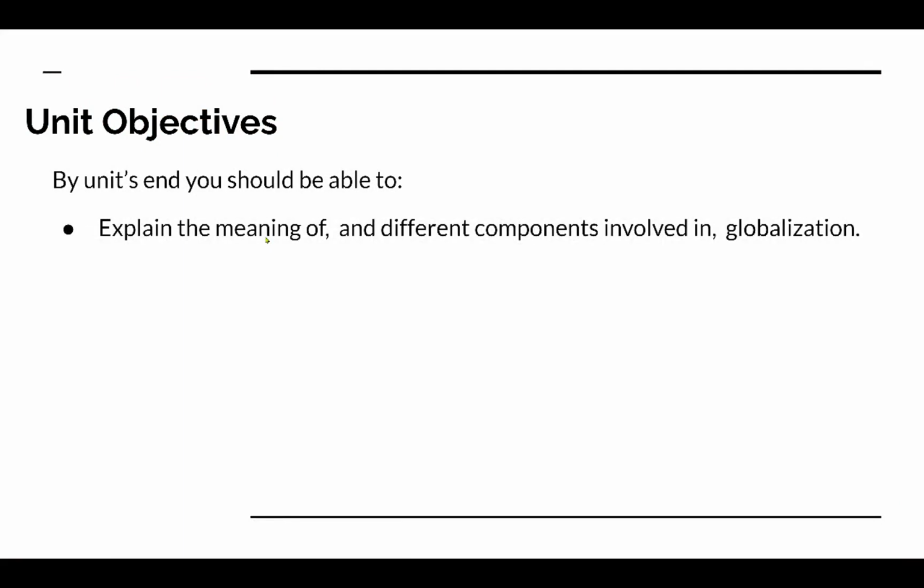All right. Now, some of these objectives are going to be the things that have carried along with us. I'll highlight the ones that are going to be new. I want us to know the different components involved in globalization, what globalization means. That goes way back to the intro. Globalization is that closer political, cultural, and economic connection of different parts of the world caused by easier and cheaper communication and travel.